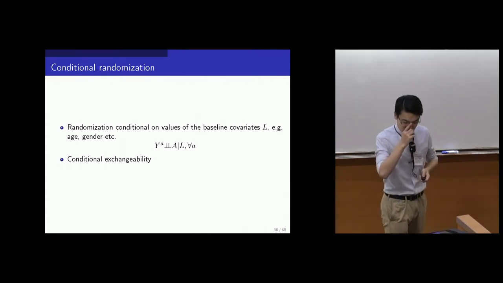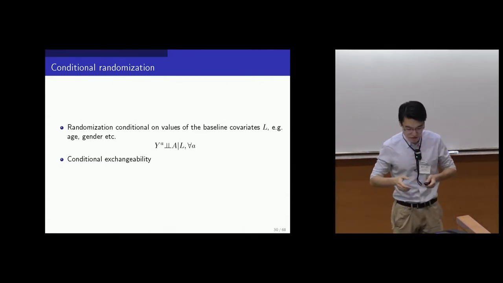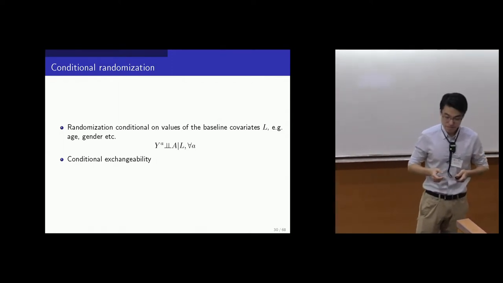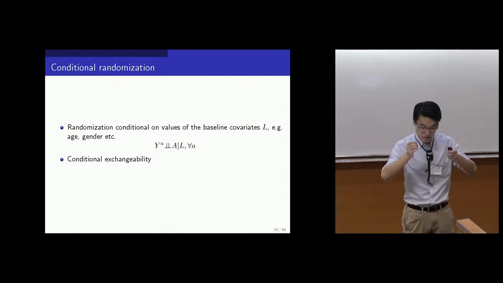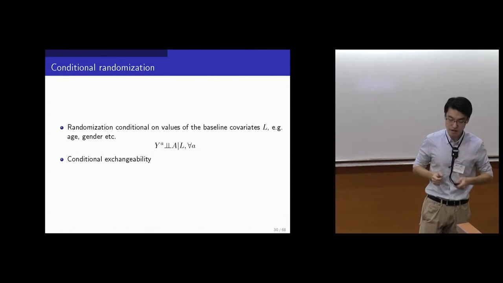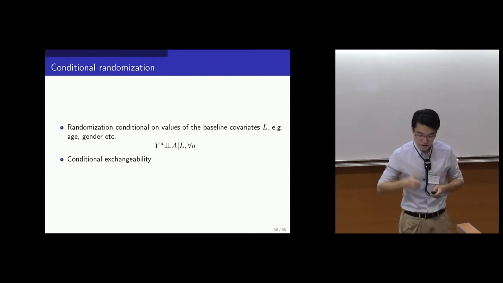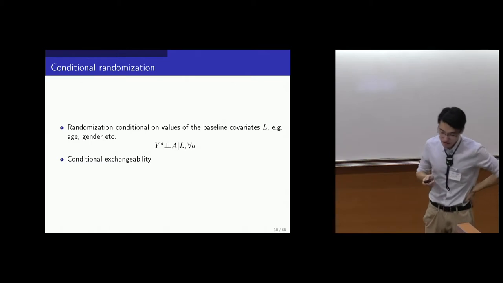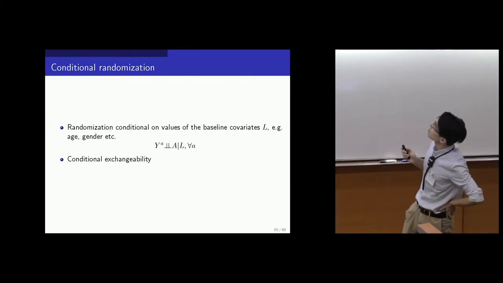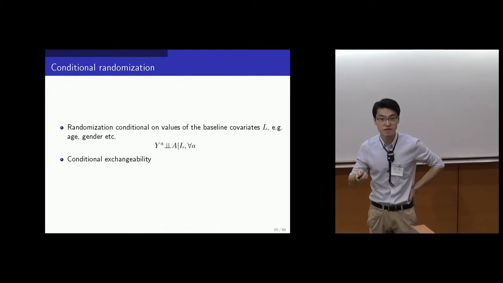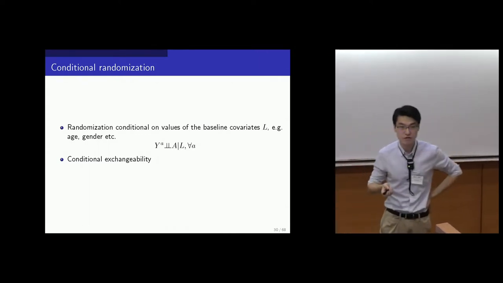Of course, there are more complicated situations in which the randomization is conditional on certain values of your baseline covariates. Right? For example, we randomize treatment for the female group only, and we randomize treatment for the male group only. Right? Conditional on the gender. And we can have a whole vector of such covariates. So, of course, the natural extension is that conditional on values of L, the potential outcomes are independent of your treatment assignment, right? So this is the conditional exchangeability assumption.